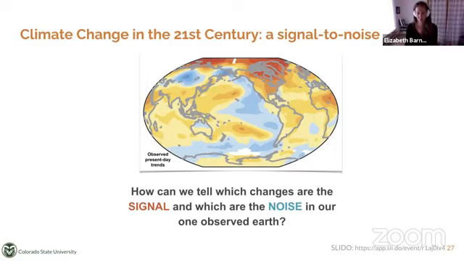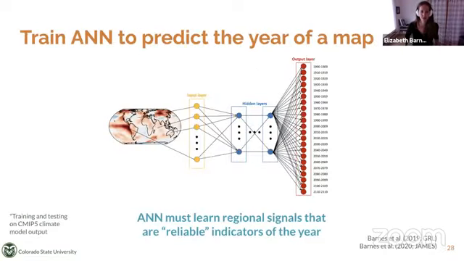observed Earth? So we got together and thought about this and came up with sort of a funny setup that's turned out to be really helpful in thinking about climate change patterns. So specifically what we did is we set up our network to train something incredibly boring. We are training our network to predict the year of a map.